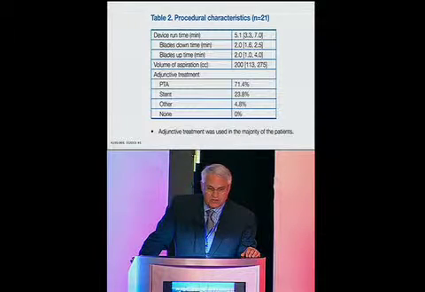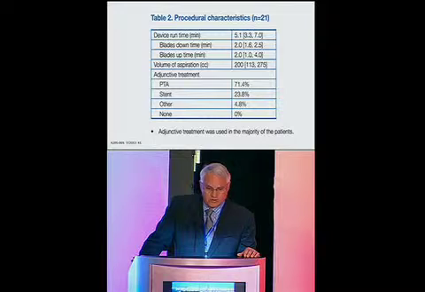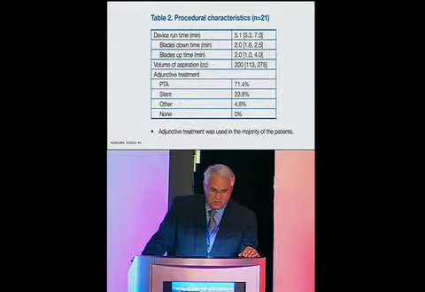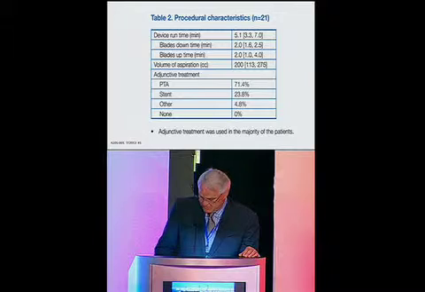In terms of adjunctive treatment by design, angioplasty was encouraged to be used after atherectomy, 71%. Stent usage did take place, 24%, so higher than in the original trial. Other modalities, 4.8%.